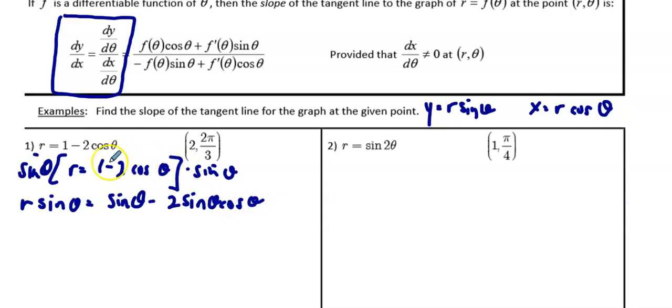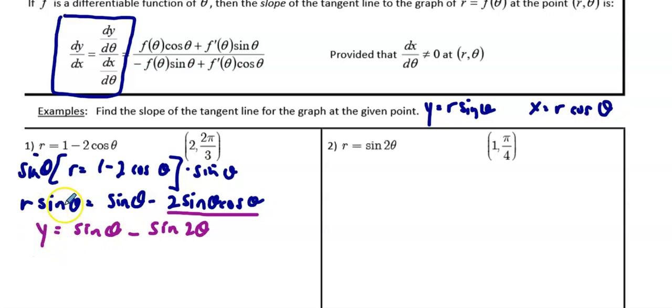What's helpful here, guys, is the fact that r sine of theta is equal to y. So now I have a function that y is equal to sine of theta minus 2 sine theta cosine theta. Sine of theta is good, but 2 sine theta cosine theta just becomes sine of 2 theta. So all I can now do, and this is very similar to implicit differentiation, is take the derivative of this implicitly.